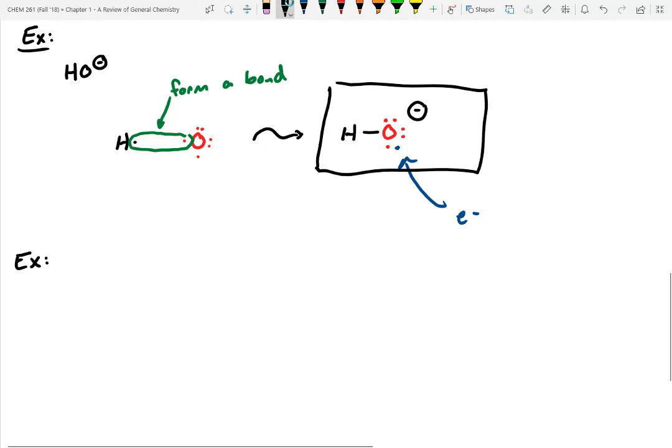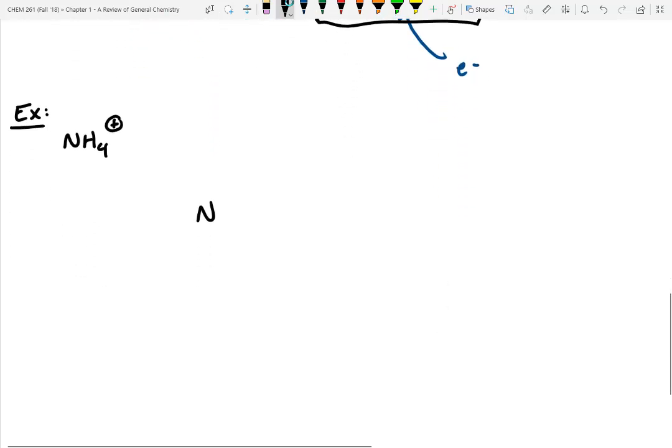We'll do another ion. So we'll do the NH4 plus cation. What's this one called? Anybody remember? The ammonium cation. Okay, central atom's going to be nitrogen. So I'll just put nitrogen right here. Actually, let me move it over some more. How many valence electrons? 5. So go 1, 2, 3, 4, 5.